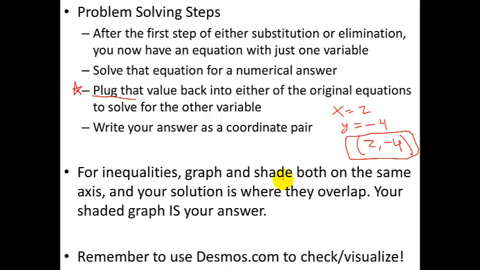Shading above or below the axis, and you want to graph both of them on the same axis. So you'll graph two, you'll shade maybe above this one, and also above this one, and so your final answer is right in here. Your shaded graph is your answer for these inequalities. And then the last thing is to remember to use Desmos.com to check your answers, exact values, and also just to visualize what should be happening.